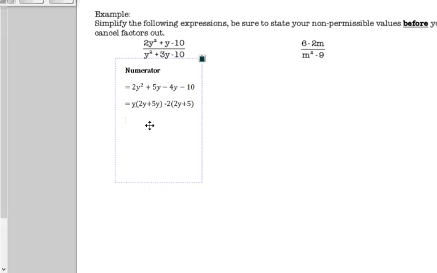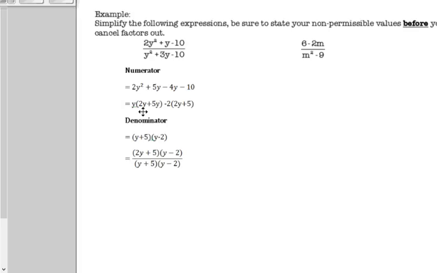Next we're going to work with the denominator. In the denominator we have y squared plus 3y minus 10. What we're asking ourselves again is what two numbers multiply to give us negative 10 and add to give us 3. We should notice that it's plus 5 and minus 2. So those are the two factors.